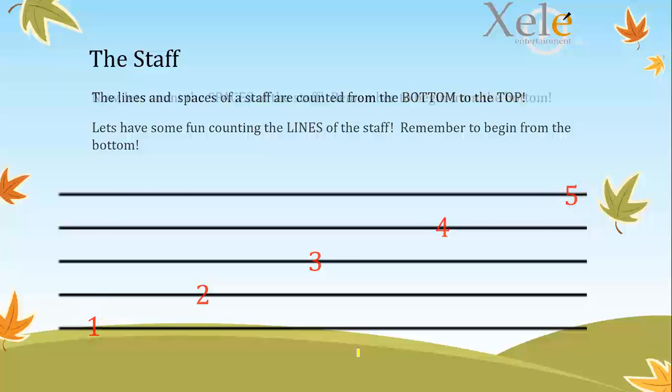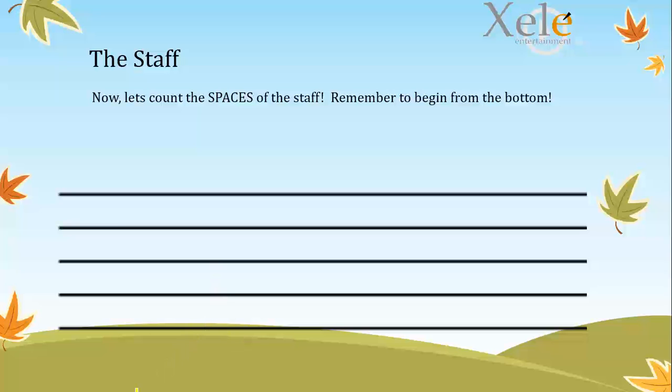Okay, now again, let's count the spaces. Let's have fun counting the spaces. Again, remember to begin from the bottom of the staff. So it goes 1, 2, 3, and 4 spaces of the staff. As you can see, again, we started from the bottom and went all the way to the top like that.